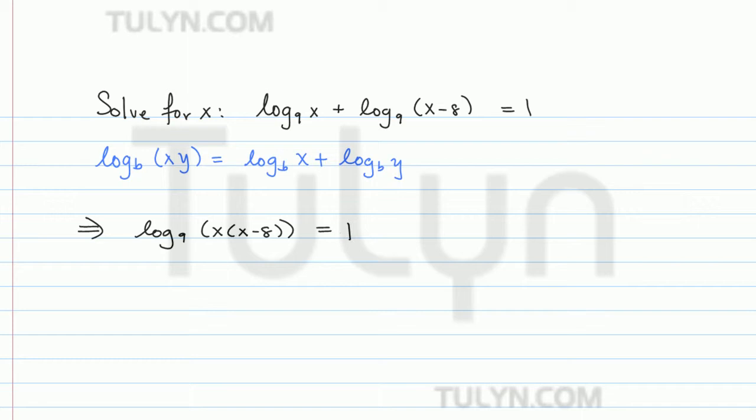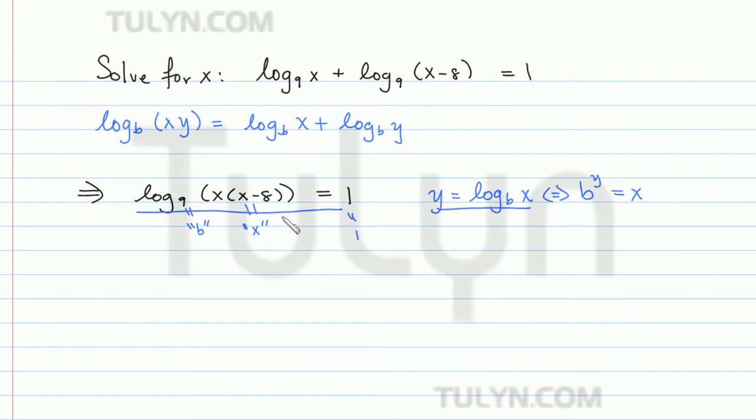And so now the best way to solve this is to write it in exponential form, since in exponential form it's going to be easier for us. So let's recall that if we have the equation y is equal to log base b of x, that's the same thing as saying b to the y is equal to x, right? So in this case, let's relate this equation with what we've got over here, and 9 is equal to b. And our x is actually this x times x minus 8, and our y is equal to 1.